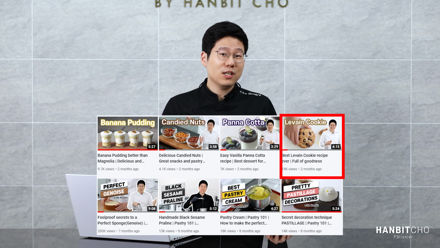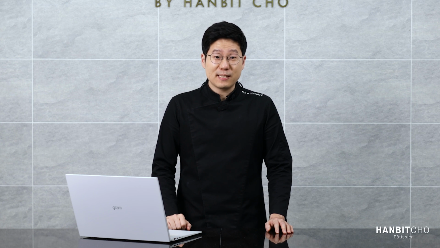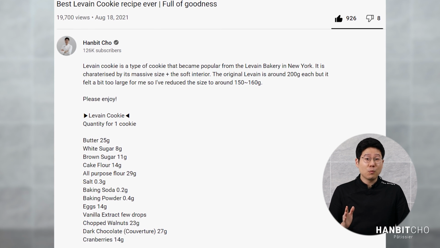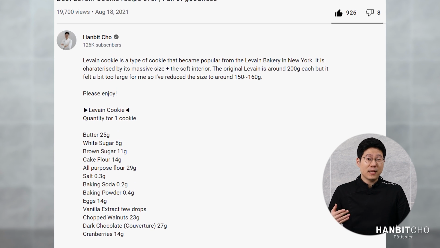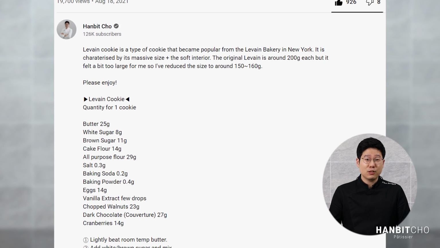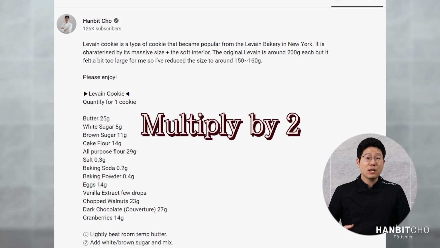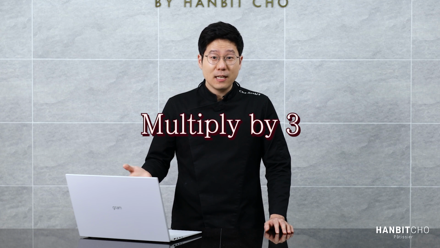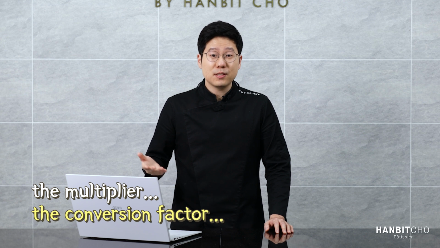Let's take my levain cookie as an example. If you take a look at the descriptions on the YouTube video, you'll see that the recipe written is for 1 levain cookie. If you want to make 2 levain cookies, you simply have to multiply everything by 2, so all the ingredients by 2. If you want to make 3 levain cookies, you will multiply all the ingredients by 3. A factor of 3, or you can call that the multiplier or the conversion factor.